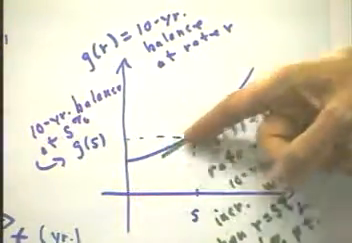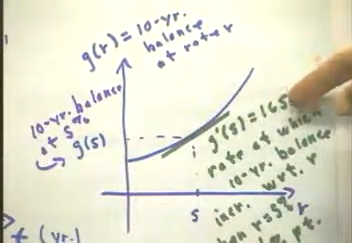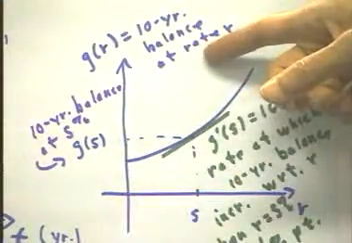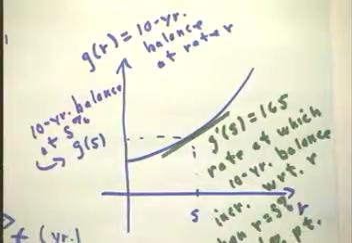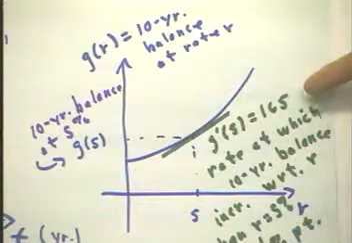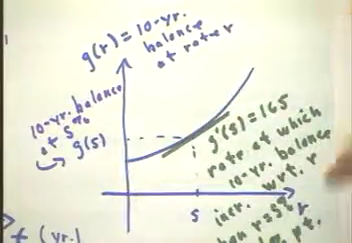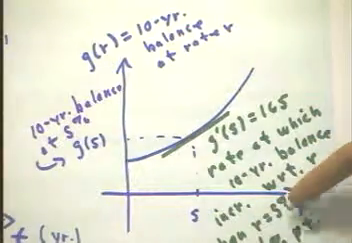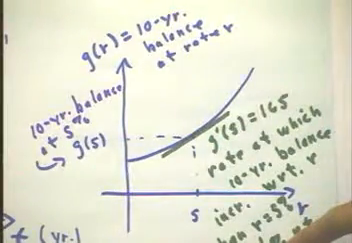That's going to be represented, of course, by the slope of the tangent line to the curve. And to say that G prime of 5 equals 165 is to say that the rise, which represents the change in your 10-year balance, divided by the run, which represents the change in your interest rate, is 165. That means that you have $165 in your 10-year balance per percentage point. So we say it's the rate at which the 10-year balance increases with respect to R when R equals 5%, and that's going to be measured in dollars of 10-year balance per percentage point.